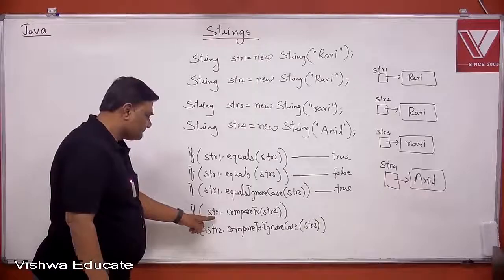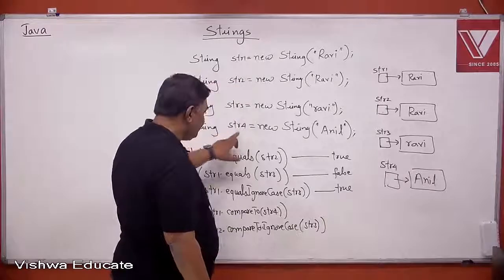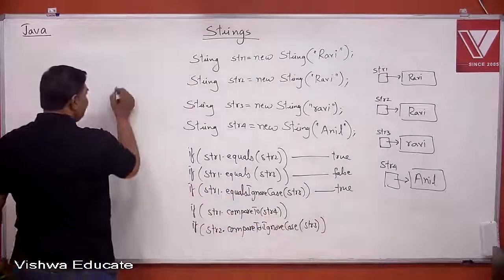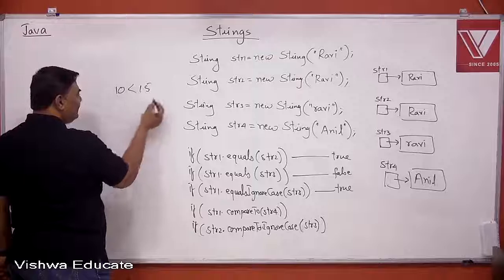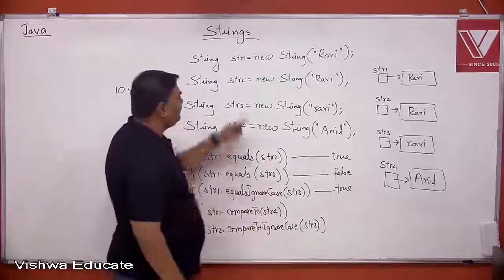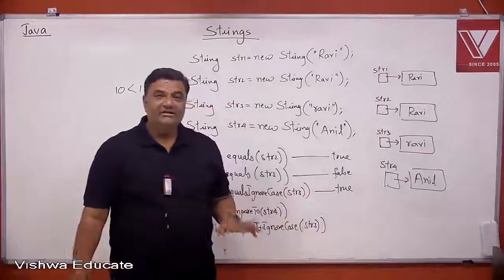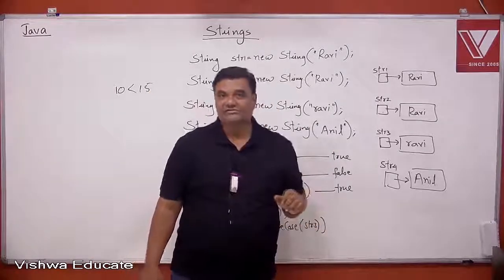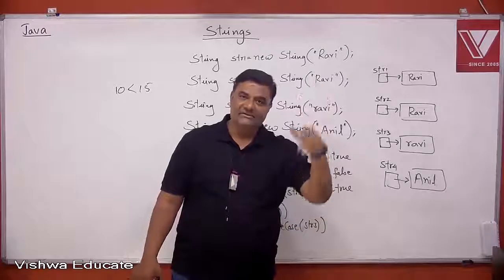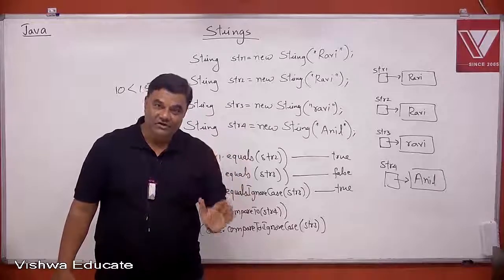str1 compared to str4. How two strings can be compared? Numbers can be compared. So I can say 10 and 15. Is it less or greater? We can compare them. But how can the string be compared? I am comparing str1 with str4. Ravi and Anil, they can be compared in dictionary order. So if you arrange them in dictionary, the words will start from A, B, C, so on. So that's how they are arranged in dictionary order.